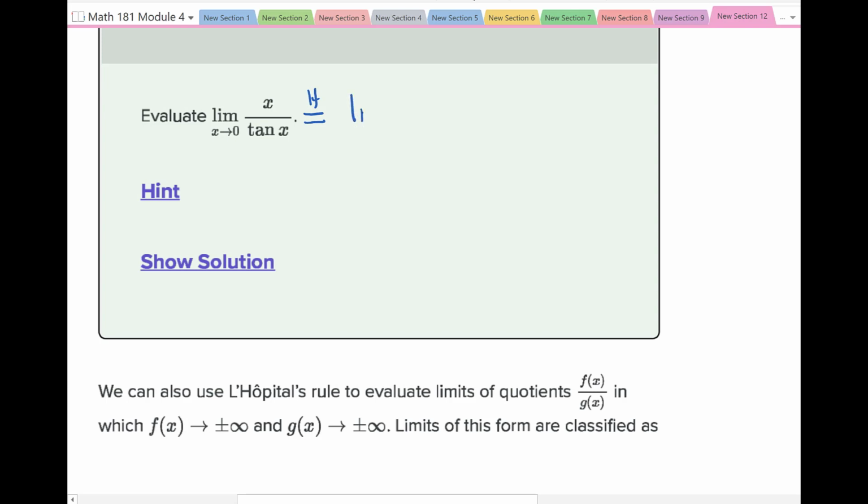And we would have the limit as x approaches 0 of 1 over secant squared x. And so now it's not going to be 0 over 0 case. We'd have a 1 over secant of 0, and that amount gets squared. So it's 1 over 1, so it's 1.